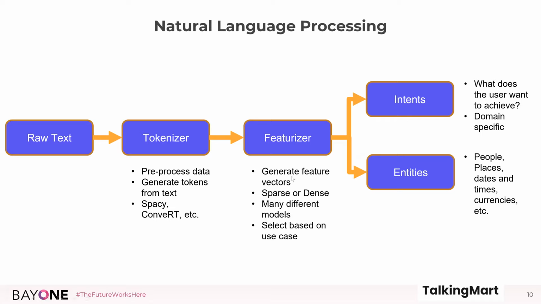And so the featurizer is one very important part of it, where it generates these feature vectors from the raw text that has been provided. And these could be sparse or dense, as the case may be. Either it is very sparse in that it only has a few data points, rest are null, or a dense vector.